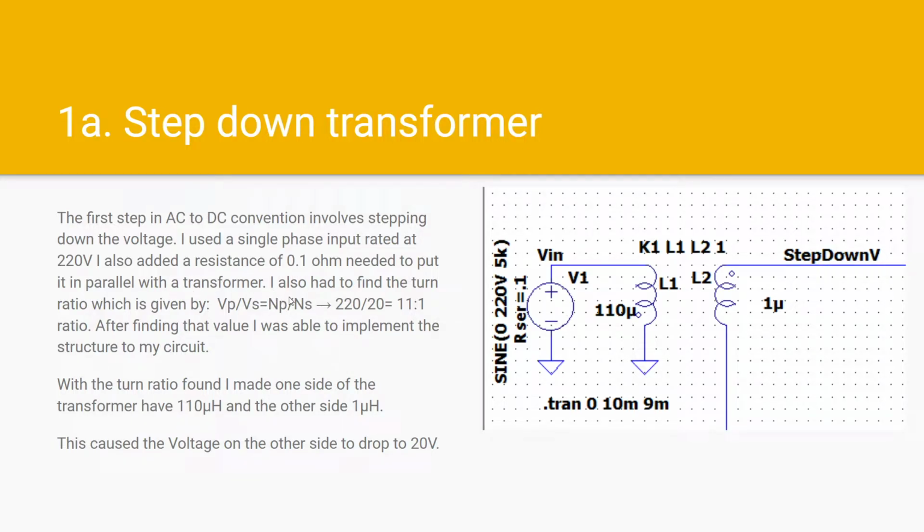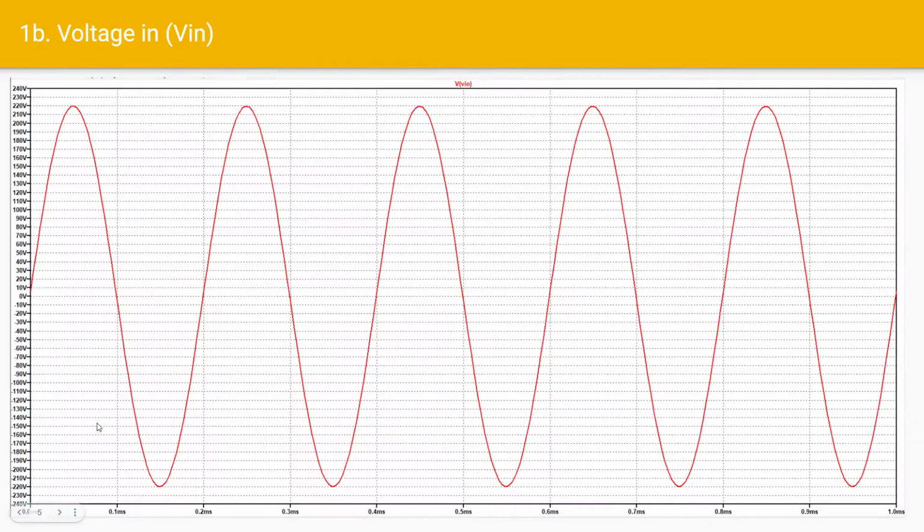I also had to find the turn ratio, which was given to us in voltage primary over voltage secondary, also equals turns primary over turns secondary, which is 220 over 20, or an 11-to-1 ratio. After finding that value, I was able to implement the structure into my circuit as shown here. With the turn ratio found, I made one side of the transformer have 110 microhenries and the other side just have 1 microhenry. This caused the voltage to drop to 20 volts, as seen here.